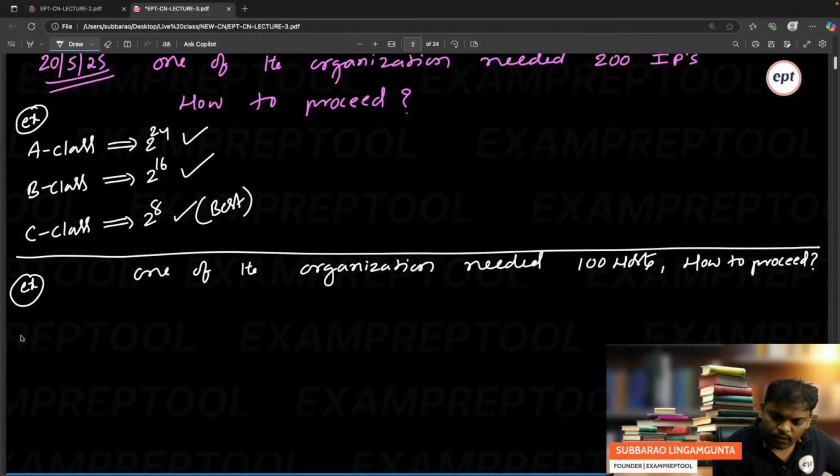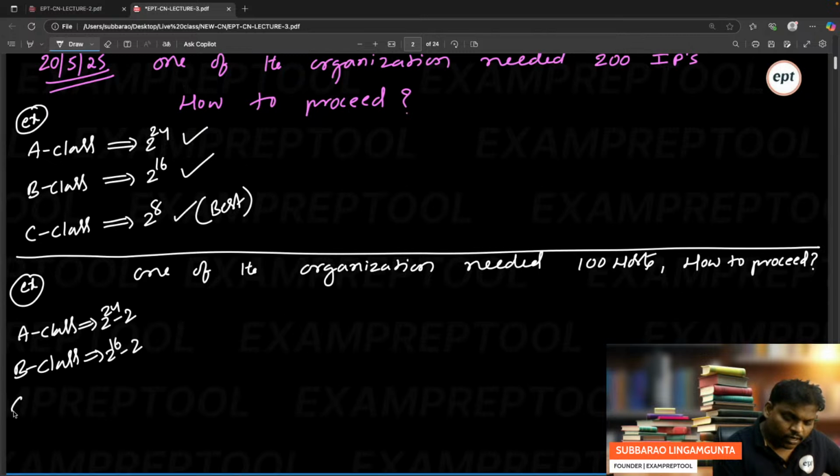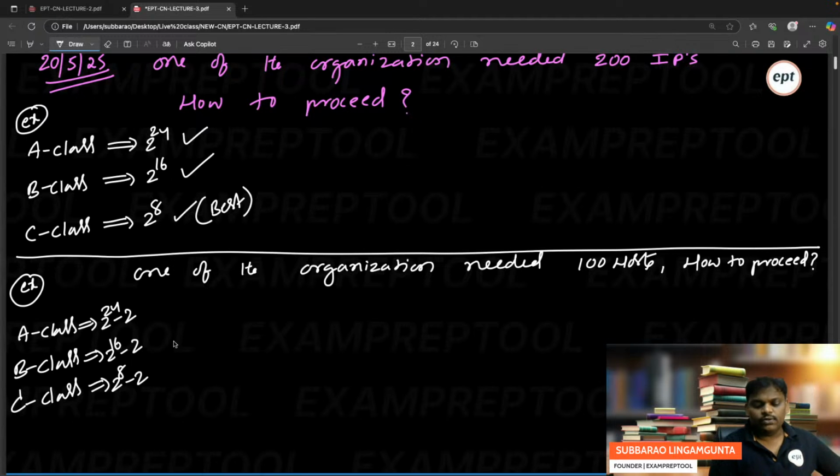A class, if you take, remember 100 hosts. A class, you will get 2 power 24 minus 2 hosts. If you take B class, you will get 2 power 16 minus 2 hosts. If you take one C class, you will get 2 power 8, 256 minus 2, 254. So this is possible, it is the best.